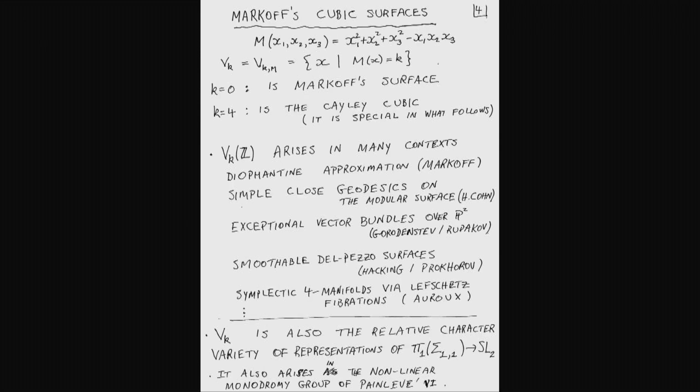So it seems this is a very natural equation, but perhaps the most important viewpoint for us in this lecture will be that the affine equation, m equals k, is the relative character variety, where you look at all representations of the fundamental group of a torus, a once-punctured torus, into SL2, into 2x2 matrices. You look at all those representations, and you divide out by conjugation. So you compute the character variety of this. I look at the representation space and identify two if they are conjugate.